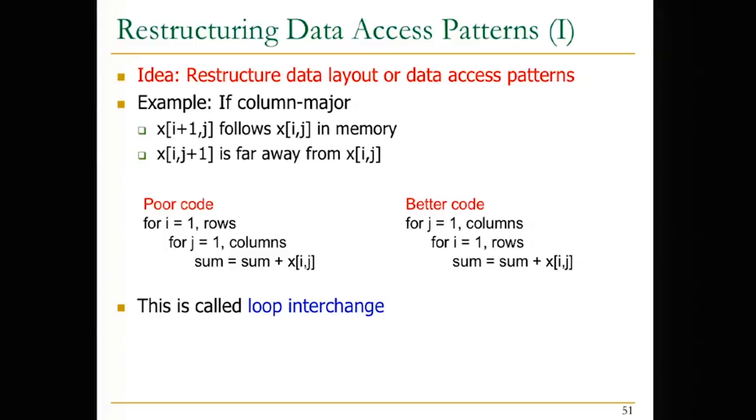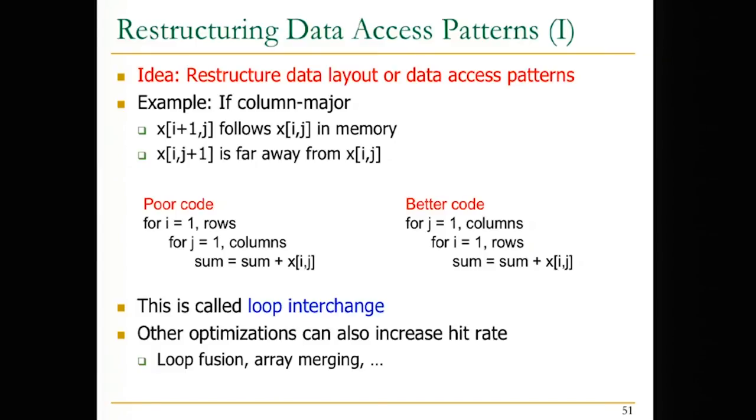Okay, this is called loop interchange. Basically, you're interchanging the inner loop with the outer loop, right? If a compiler, for example, figures out that somebody wrote this code this way, it can go back and reorganize the code, assuming it can do it safely. So other optimizations can also increase hit rate. For example, you can fuse loops. You can merge arrays that are referenced together. We're not going to go into the detail. If you've taken a compiler's course, you'll see some of that, because compilers are all about exploiting cache locality also. A good chunk of compiler optimizations are there for exploiting cache locality.